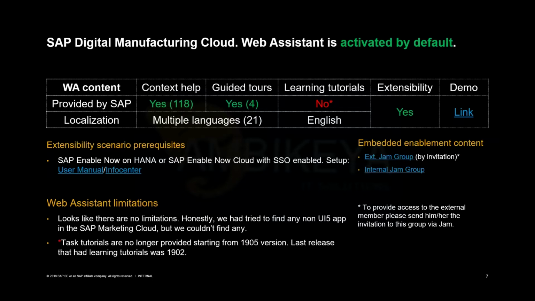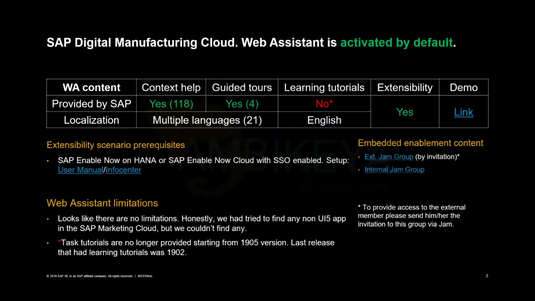SAP Digital Manufacturing Cloud. So again, Web Assistant is configured by default. However, in this case, there's contextual help, meaning the help tiles with the hotspots, and a small number of guided tours. But here, there are not any standard tutorials, so the practice mode simulations or the standard document output or work instruction.